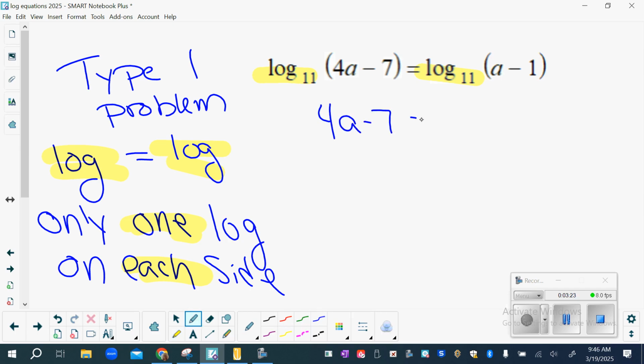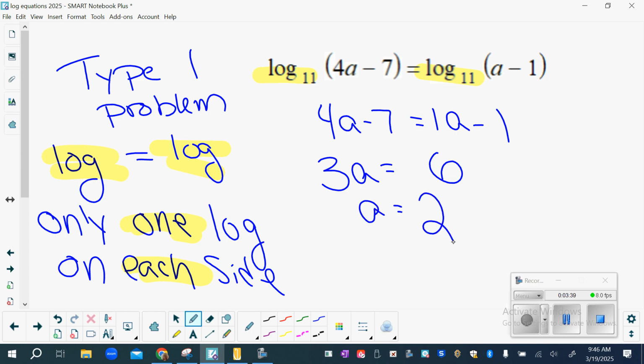4a minus 7 equals a minus 1. Is it that easy? It is. We're going to go ahead and move that a over, so we get 3a equals 6. And I'm going to say a equals 2. And I'm done, because I have one log on one side, one log on the other. Now, obviously, we're not always going to get that. So we're going to try some where it's not quite so clean, but it's easy to do. Is everybody okay? Good? Okay.